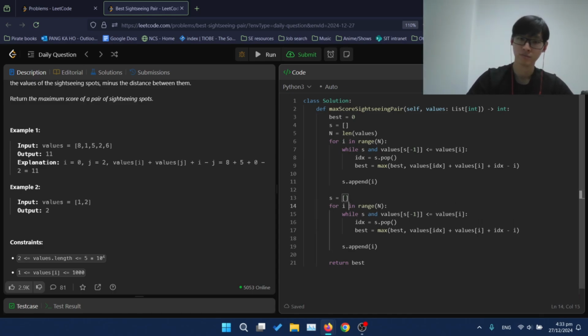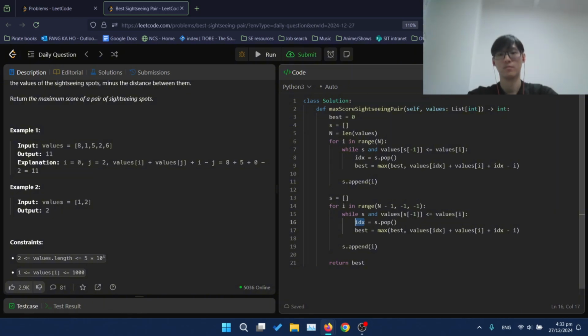Clear this. n minus 1, minus 1, minus 1. And i, this time around, this is j. Best of, this means what? That means this is i, this is index, is i minus index.